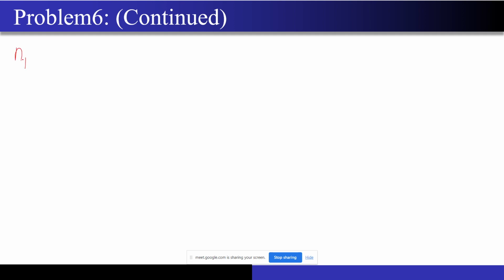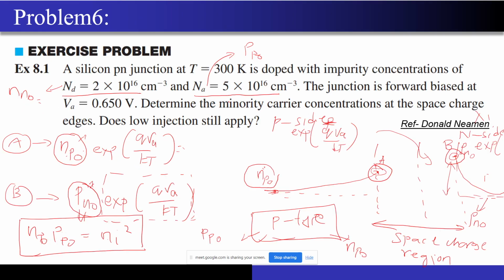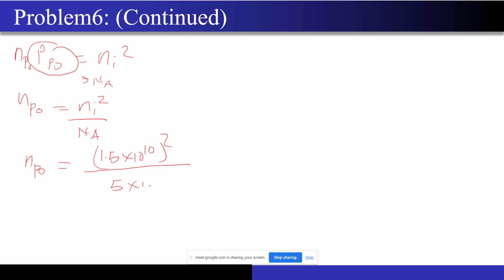Let me find out the np naught. np naught into pp naught is ni square, and this pp naught is nothing but Na. So np naught will become ni square by Na. What is this material? This is silicon, so 1.5 into 10 to the power 10, the whole square. And Na is 5 into 10 to the power 16. Now np naught, if you find out, will come out to be just 4,500 per centimeter cube.